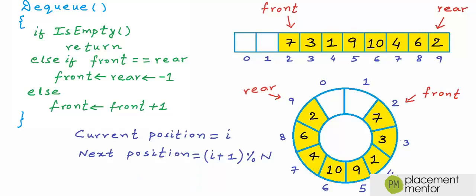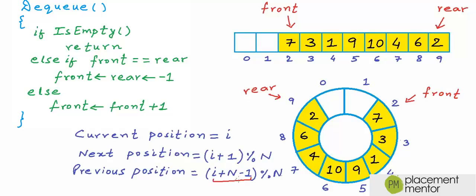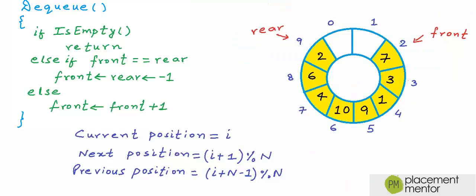The previous position in circular interpretation of the array will be (i plus n minus 1) modulo n. We could simply say (i minus 1) modulo n, but I'm adding n here just to make sure the expression inside the parentheses is always positive. Give this some thought. You should be able to get why it should be (i plus n minus 1) modulo n. Now with this interpretation of the array, we can increment rear in an enqueue operation as long as there is any unused cell in the array.